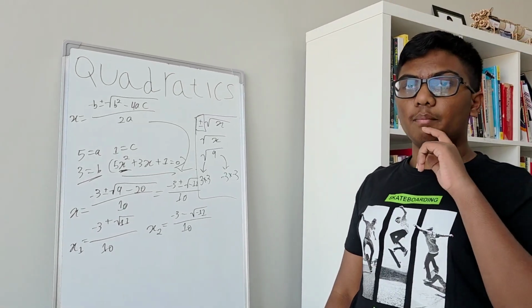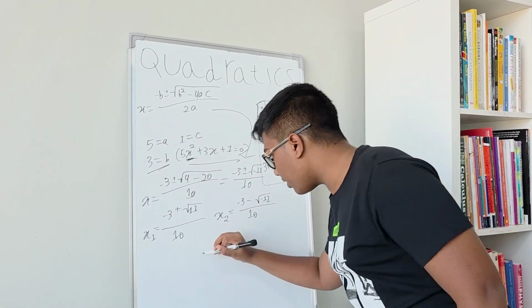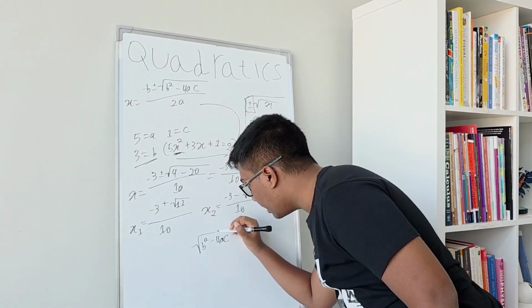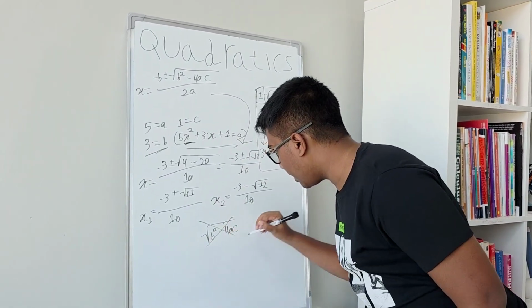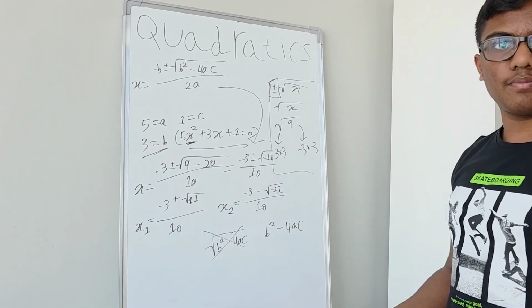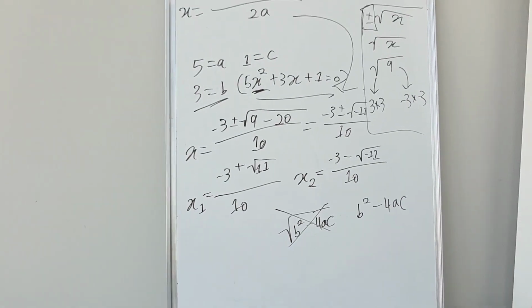Oh, and minor correction to my earlier words. The determinant is not the square root of b squared minus 4ac. It's just b squared minus 4ac. Just remove the square root and you'll be fine.